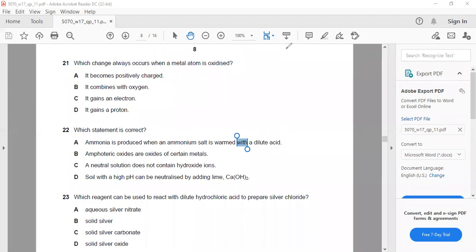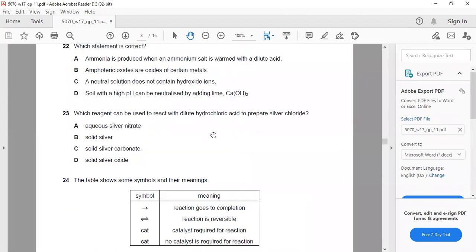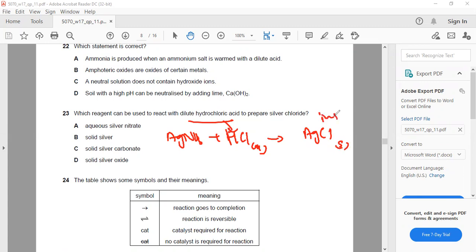23. Which reagent can be used to react with dilute hydrogen to prepare silver chloride? Silver chloride is an insoluble salt. You need two soluble salts. Silver nitrate plus either HCl or NaCl. The examiner has given HCl. AgCl will be formed. Insoluble salts are prepared from two soluble compounds. So silver nitrate is this one, easier.